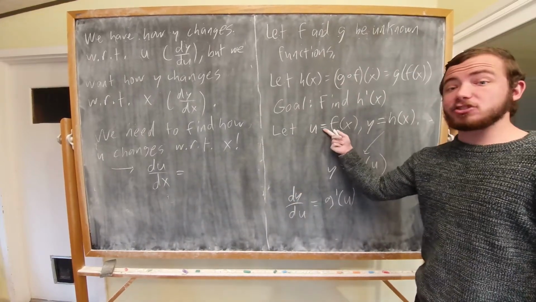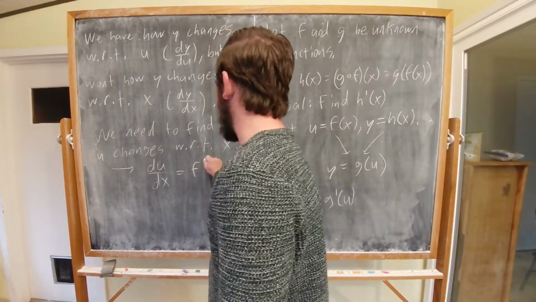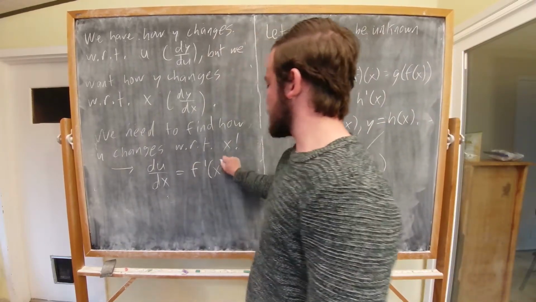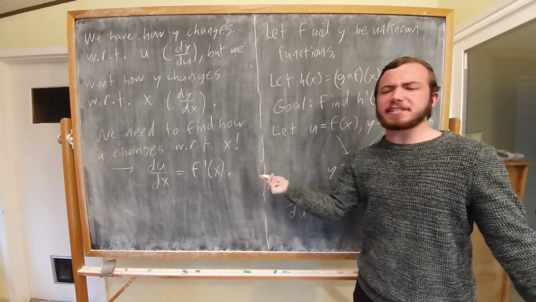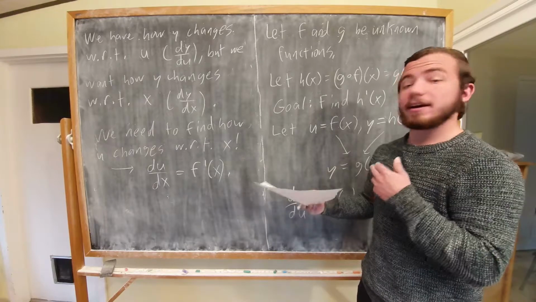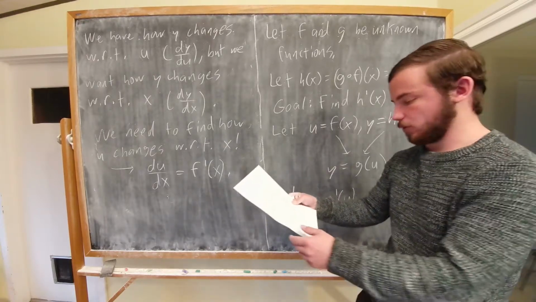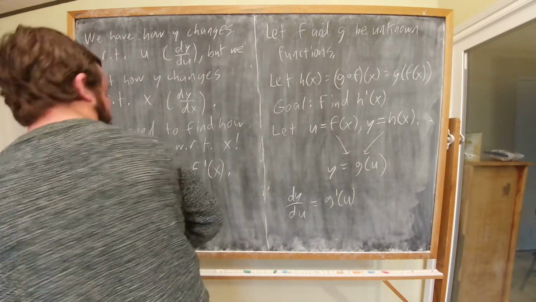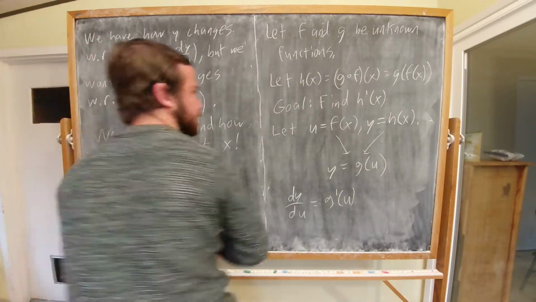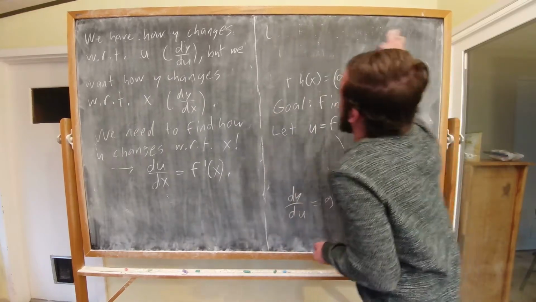Ah, we have this relationship, u is equal to f of x. So du dx is just f prime of x, which is easy to compute. We can compute f prime of x all day. Okay, and that is actually all we need to develop our chain rule formula. We're going to put all of that together to find dy dx.